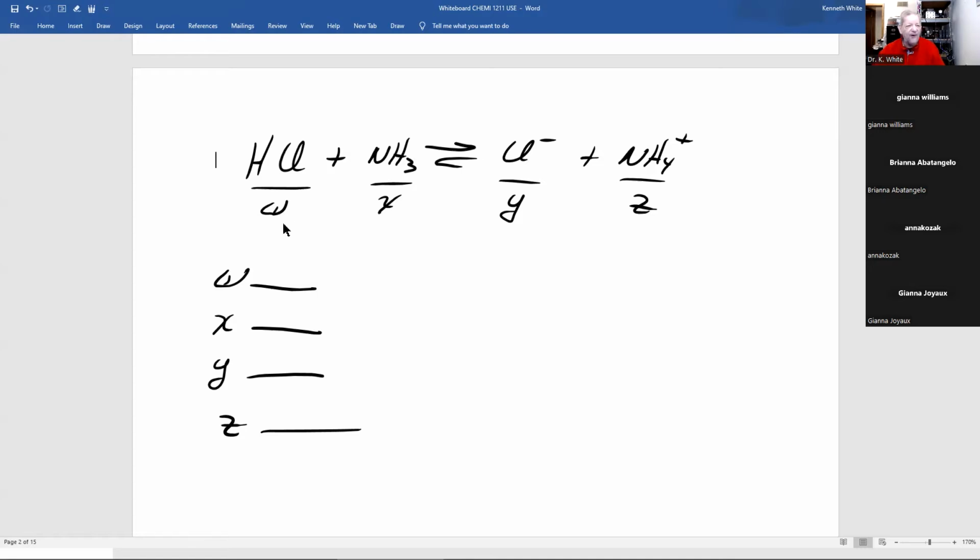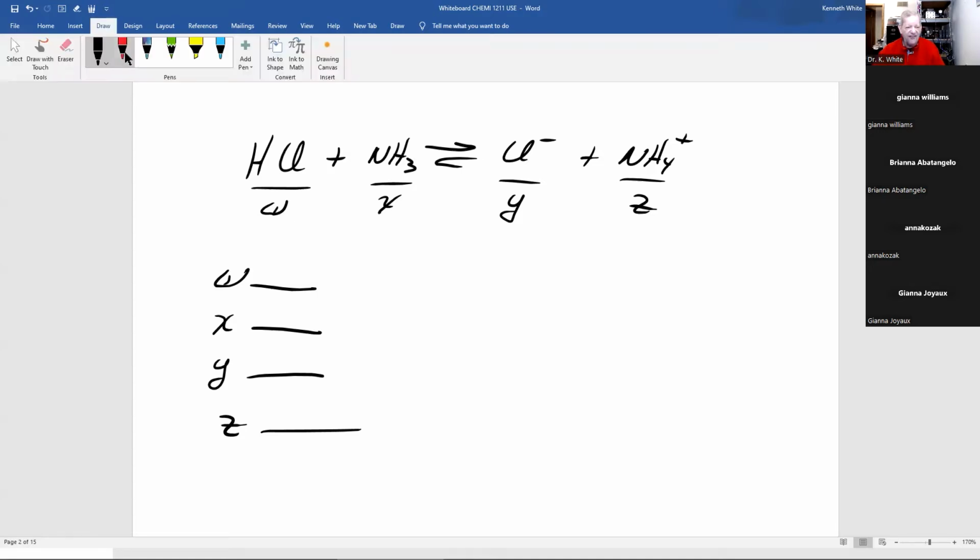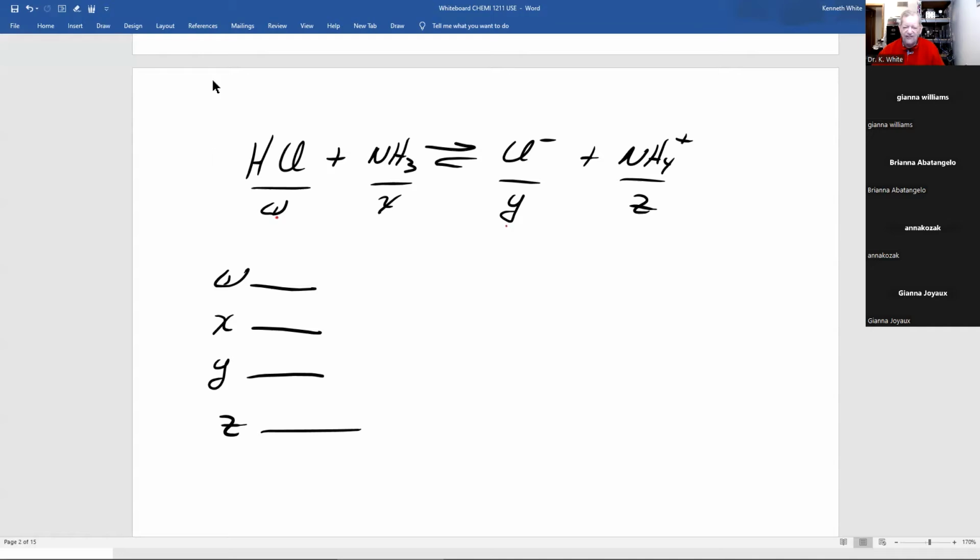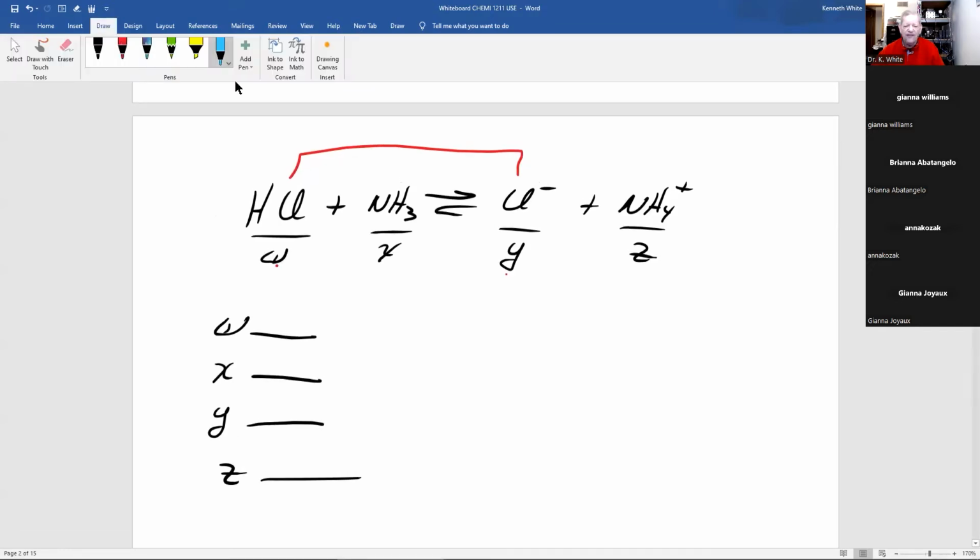I'm ready to go because you guys have done it. All right, let's look at the conjugates. Conjugates differ by only one proton. So notice W has a chlorine, Y has a chlorine, Z doesn't. So these are conjugates. Now X has a nitrogen and so does Z. And if you count them, they only differ by one hydrogen, actually H plus. So X and Z are the conjugates.